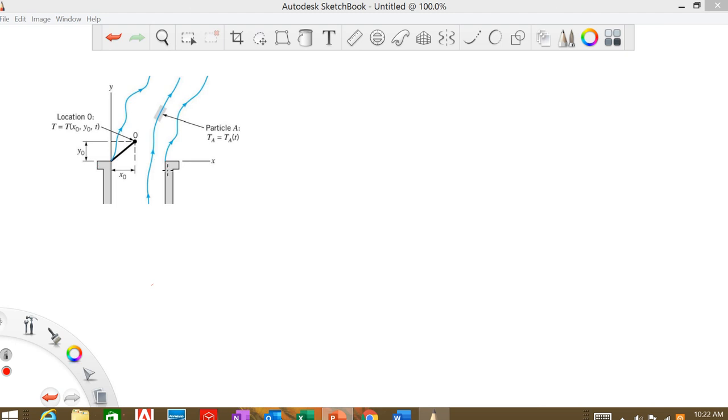By using the Lagrangian approach, the thermometer is attached to a particle, for example, particle A. So you can get the temperature of particle A with respect to time. Okay. If you have many particles, then you have to have many thermometers because you have to track each particle. Okay. All right.